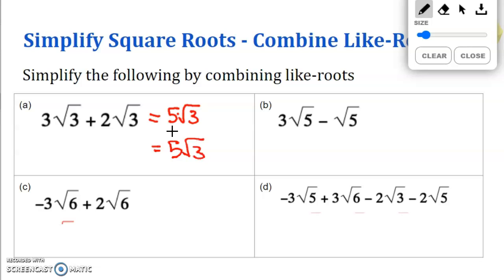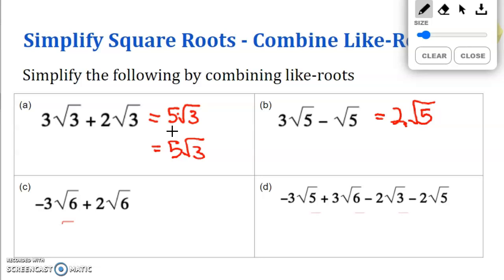B, you have 3 lots of root 5, take away one lot of root 5. So 3 minus 1 is 2. So you have just 2 lots of root 5s, or 2 root 5.